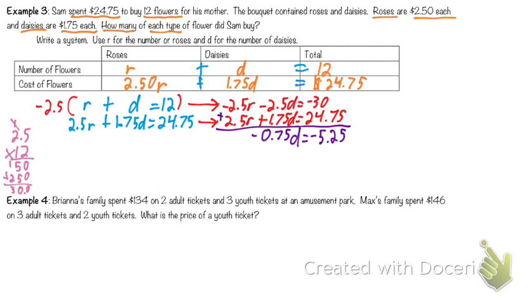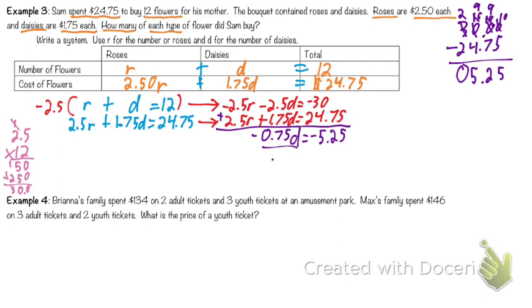There's nothing wrong with doing 30 minus 24.75, putting in the decimal, saying, oh, I got to carry a 2, make this a 10, make this a 9, make this a 10, make this a 9, and make this a 10. 10 minus 5 is 5, 9 minus 7 is 2, decimal, 9 minus 4 is 5, 2 minus 2 is 0. Oh, 5.25. There's nothing wrong with that. Negative 0.75d is equal to negative 5.25. What would we do now? Divide by negative 0.75, right?